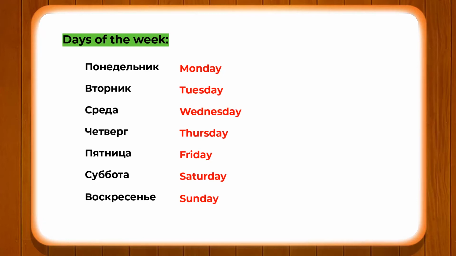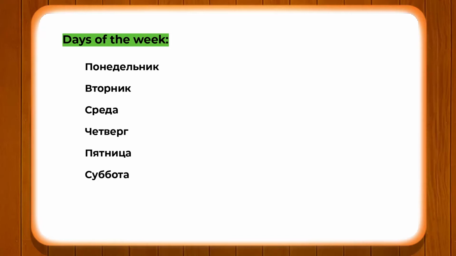Okay, so these are the 7 days of the week starting from Monday to Sunday. So let's repeat once again. Понедельник, вторник, среда, четверг, пятница, суббота, and воскресенье.